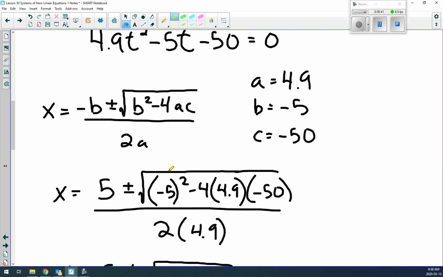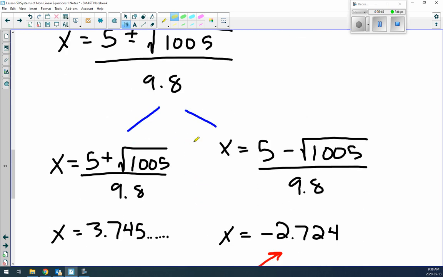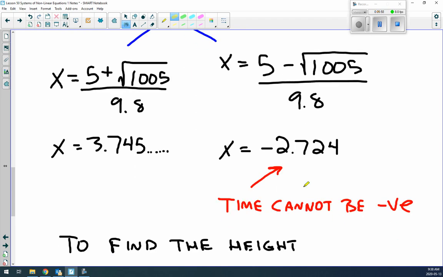So take the quadratic formula, plug it in, do all the math, and just keep working it through, and you find out, okay, x is 3.745 and x is negative 2.724. Now, hey, wait a sec. This should be something interesting, an indicator right here. It's negative. Time can't be negative. Last time I checked, unless you own a time machine, which I don't think exists, you can't have negative time.